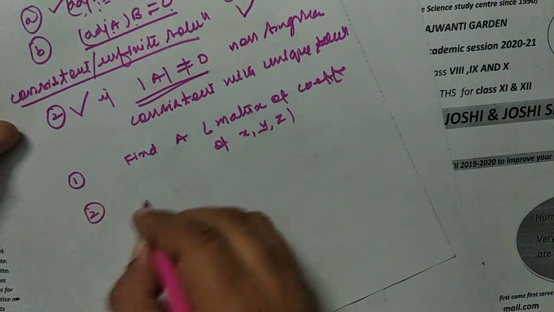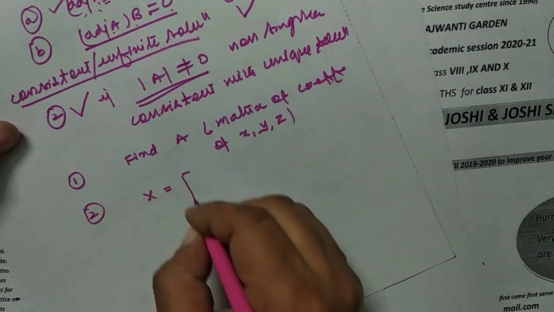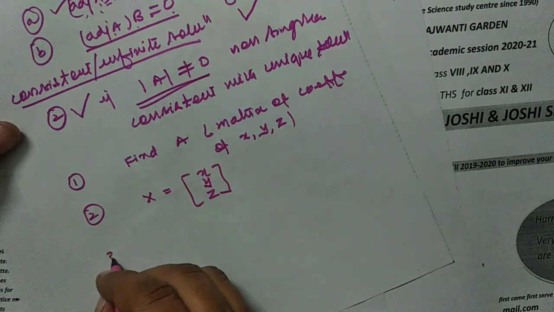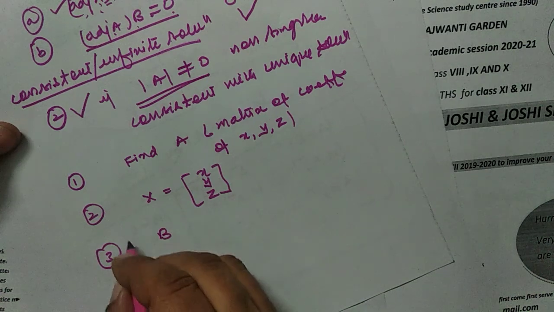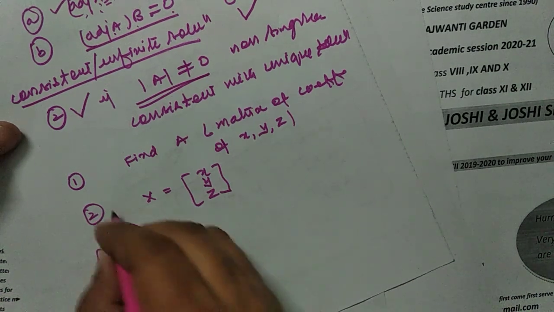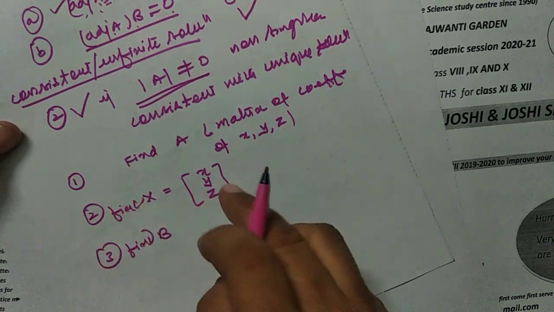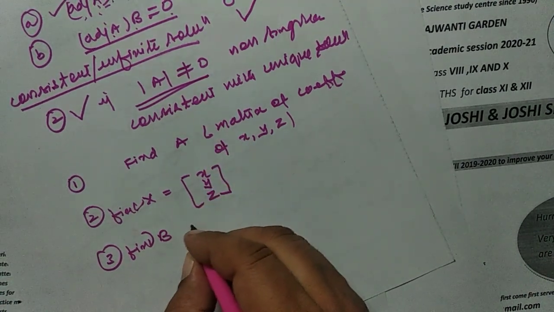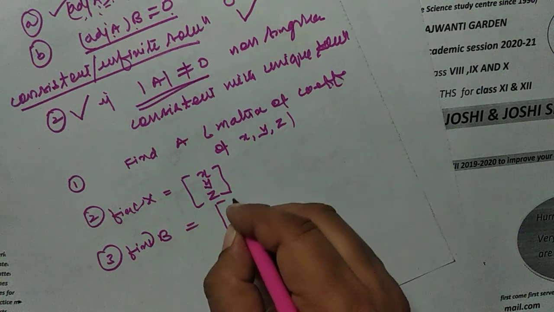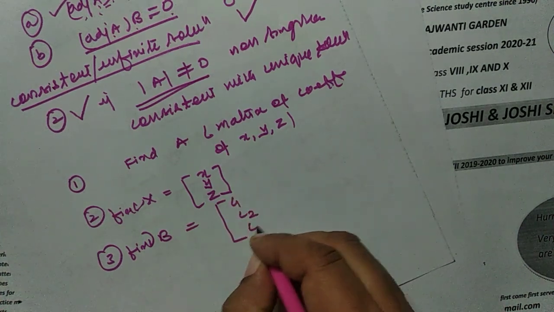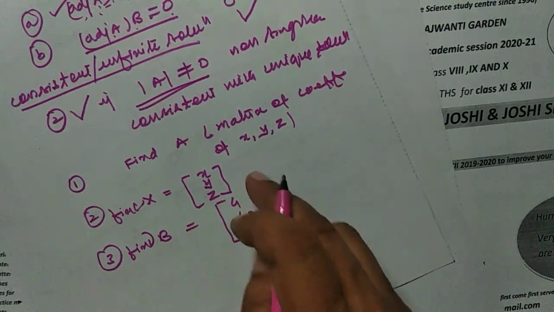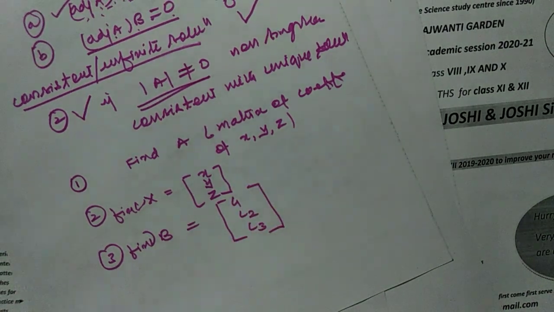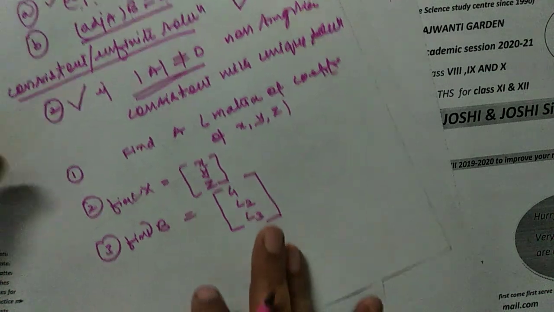Second step, X. X is always a column matrix of x, y, z. Third step, find B. What is B? If it is a two variable equation, then it will be a column matrix of x and y. B is the column matrix of the constant coefficients. If it is a two variable, there will be C1, C2 only, and if it is a three variable, there will be 3 rows.